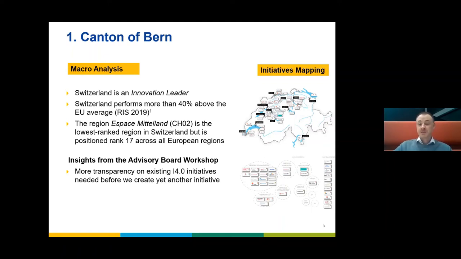It's surprising to see that Switzerland is an innovation leader when it comes to the classical innovation scoreboard, the regional innovation score. We have looked into that as part of our project, and we can say Switzerland performs relatively well compared to other European countries, 40% above the EU average. Now, our region itself, the region of Bern, also translated as Espace Mittelland, ranked the lowest in Switzerland according to this digitalization index.